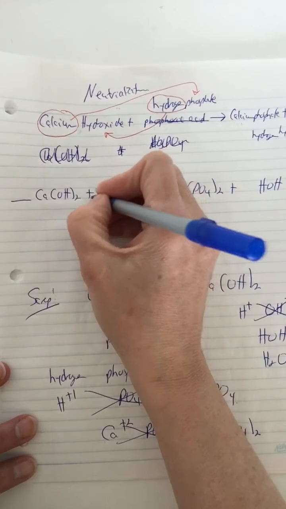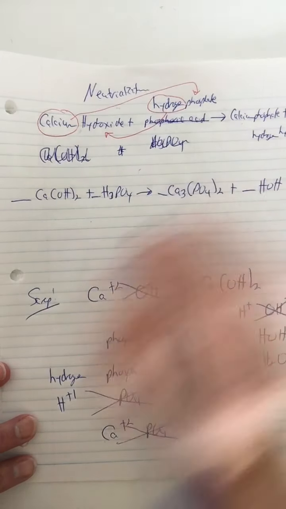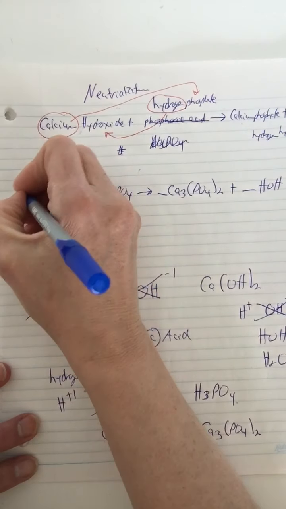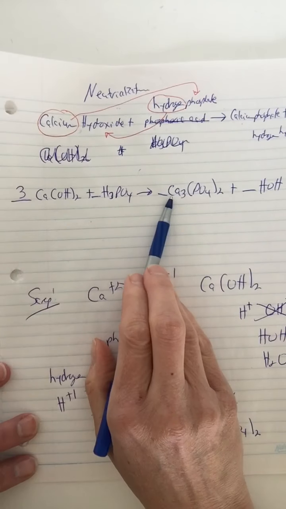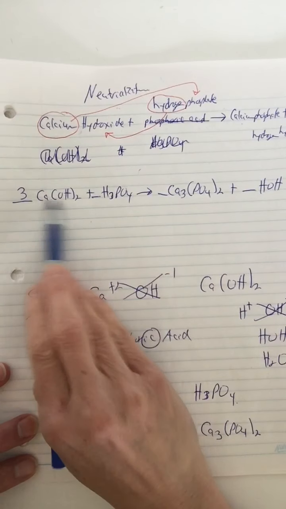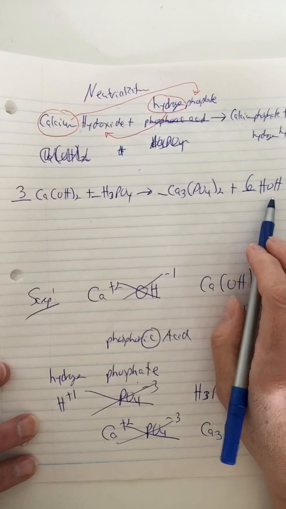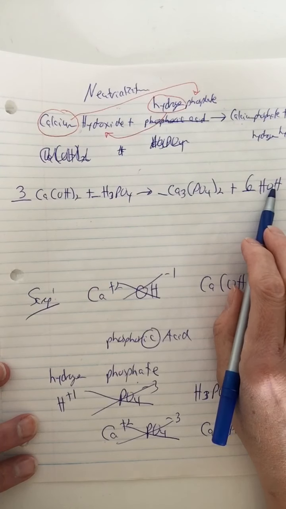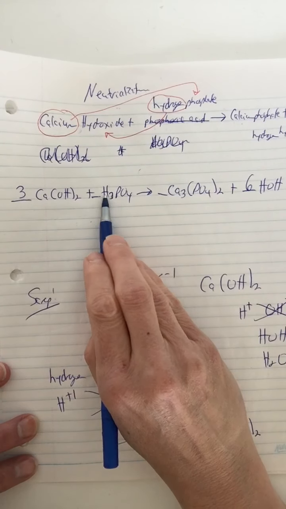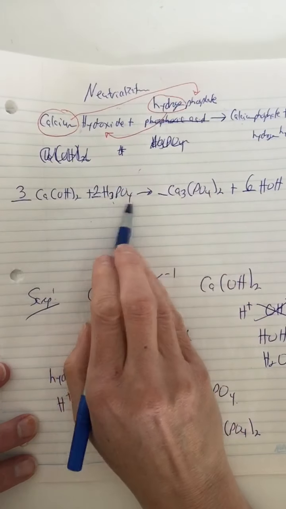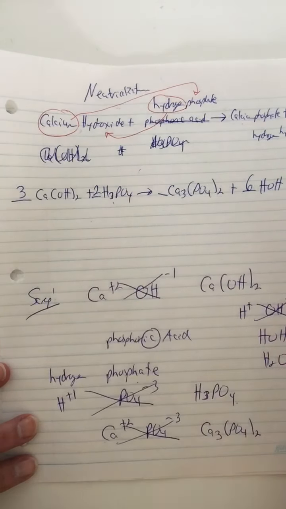I'll put some blanks in here for some numbers. Okay, 1 calcium on this side, 3 on this side. Let's put a 3 out here. Now I've got my calciums, good. I've got 6 OHs on this side. I'm going to put a 6 here. That gives me 6 OHs. I've got 3 H's here. I've got 6 H's here. So I've got to put a 2 here. 2 PO4s, 2 PO4s, and I'm balanced.